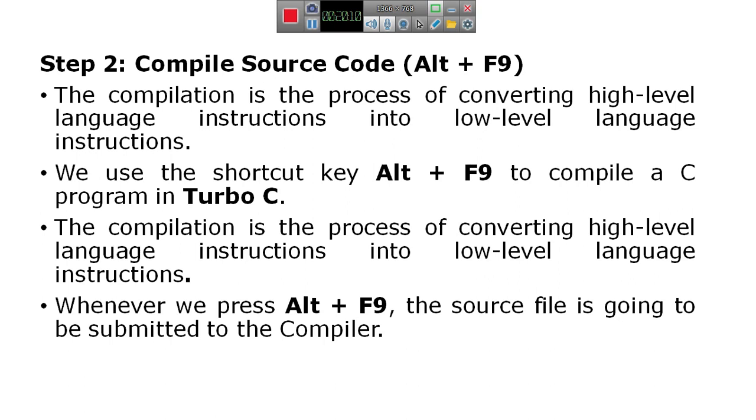For compilation, we use the shortcut key Alt plus F9 to compile a C program in Turbo C. Whenever we press Alt plus F9, the source file is submitted to the compiler for compilation. This is the process of compilation.